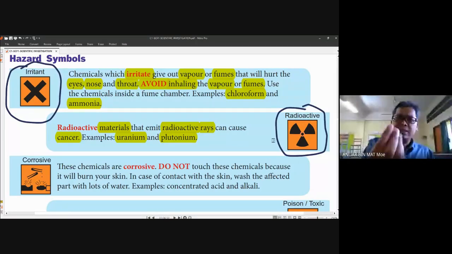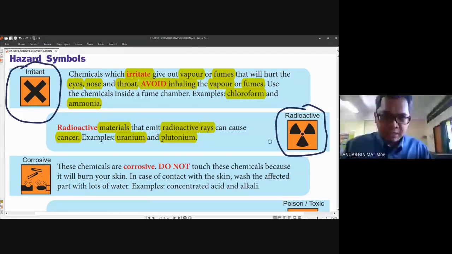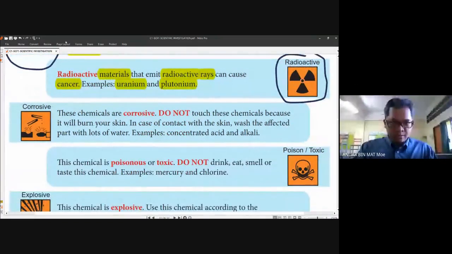It is just a material, but it can emit radioactive rays. We cannot see the rays, but if the rays penetrate the human body, the body can develop cancer. For example, X-ray. X-ray is a radioactive substance. When you go to the hospital, maybe you have a broken bone and you want to see the X-ray. X-ray uses radioactivity, but a very small amount, so it cannot cause cancer. So the X-ray at the hospital is an example of radioactive material.